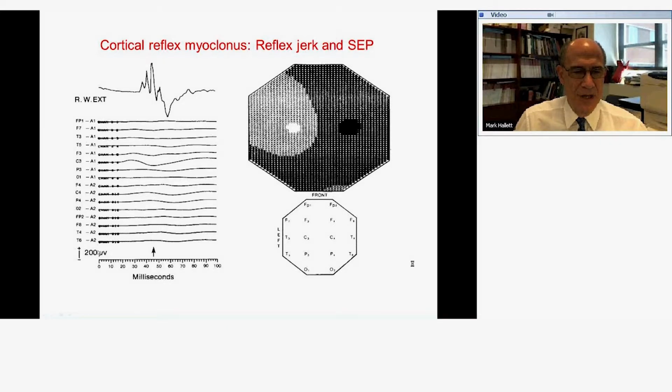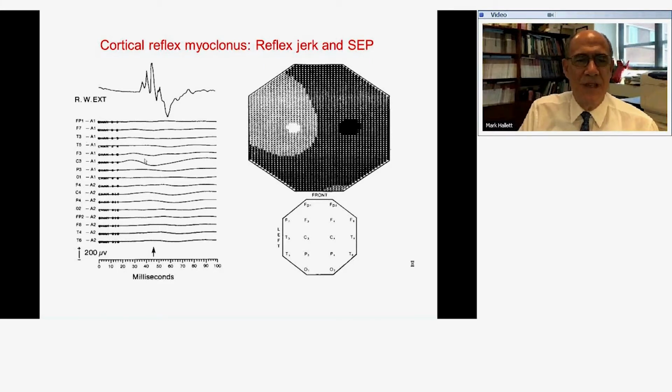In terms of form, it looks perfectly okay, but there is a big abnormality here, which is noted by the size of this amplitude bar. This is 200 microvolts. So the amplitude of the SEP is 200 microvolts. The normal upper limit is 7 microvolts. So this is a huge SEP.